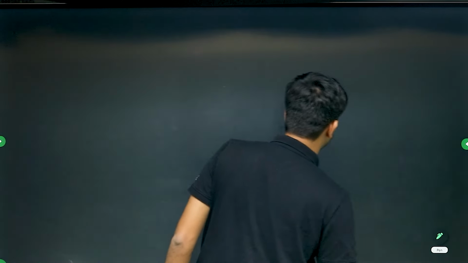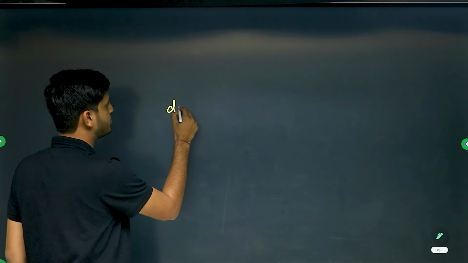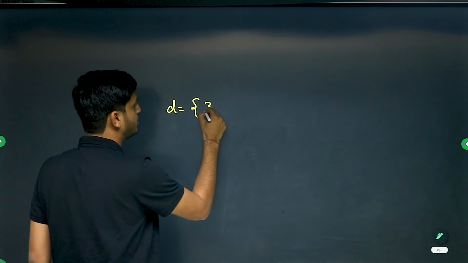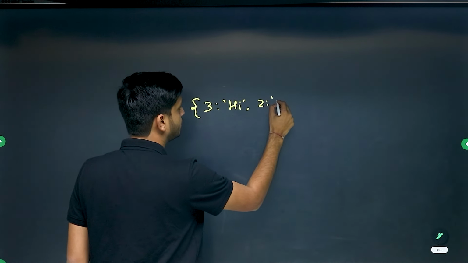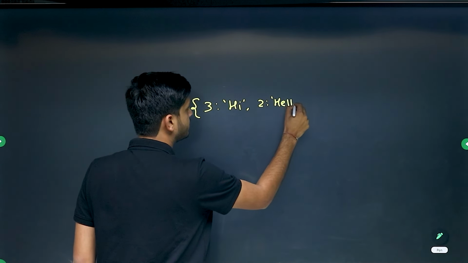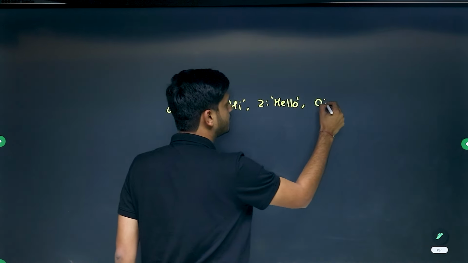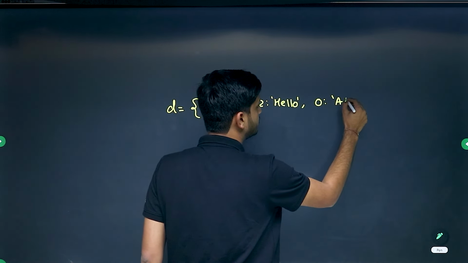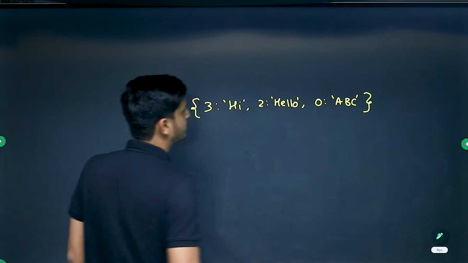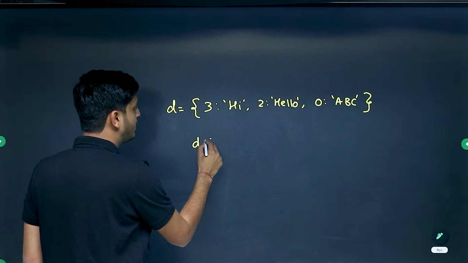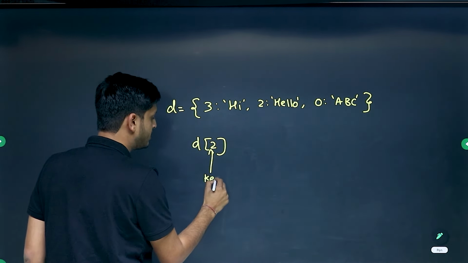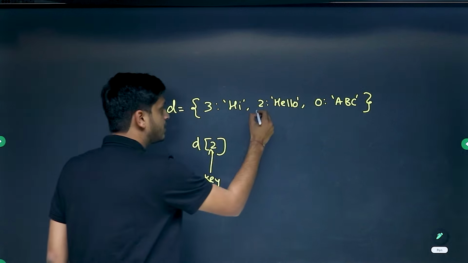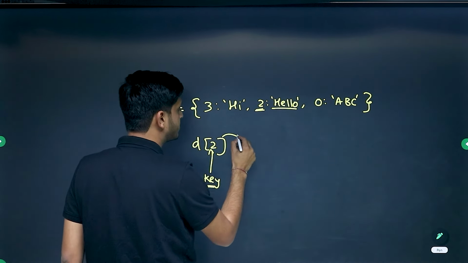So what I'm trying to say is, let's say you have a dictionary in which you have integers as keys, like 3 colon hi, and then 2 colon hello, and then 0 colon ABC, something like this. So now if you write D of 2, it will search for key 2. It will only look for keys in a dictionary. So key 2 is present and hence you will get the string hello.